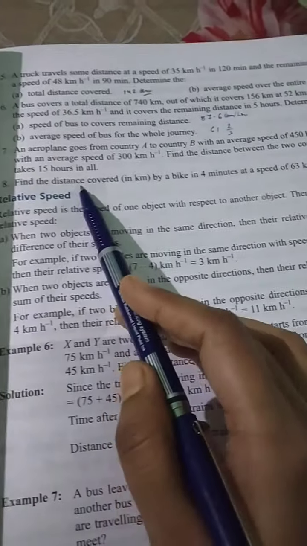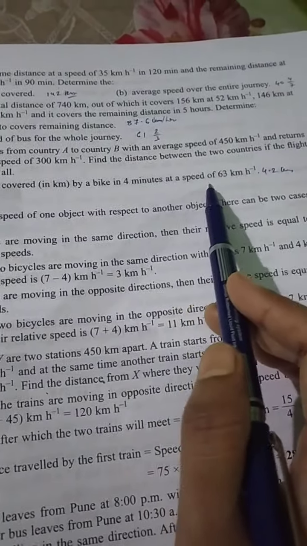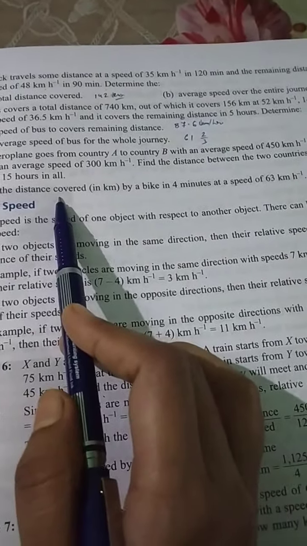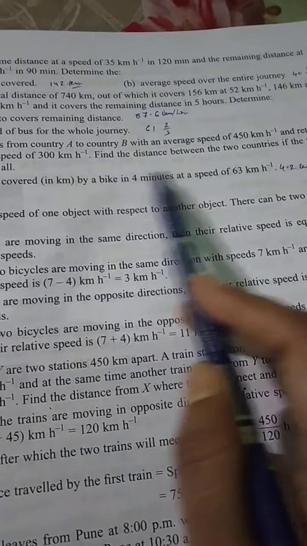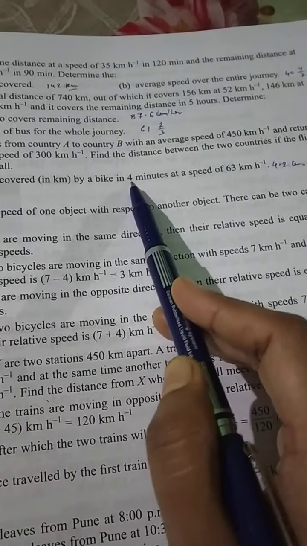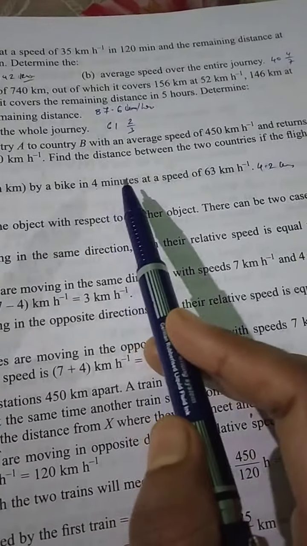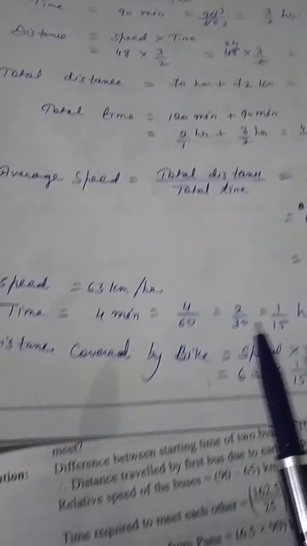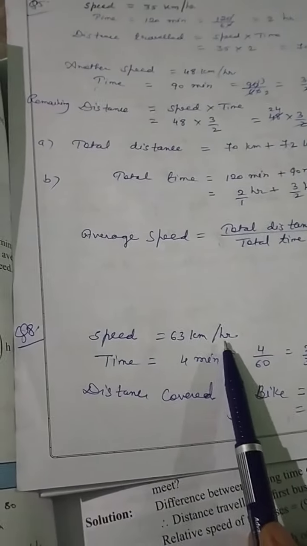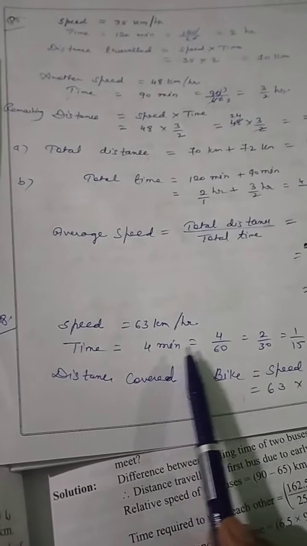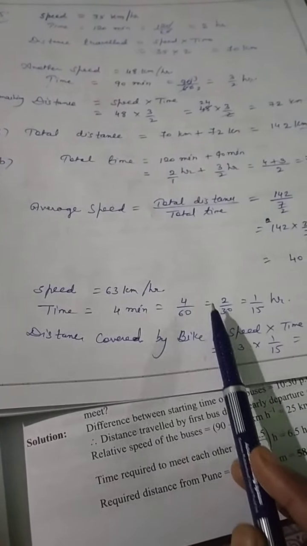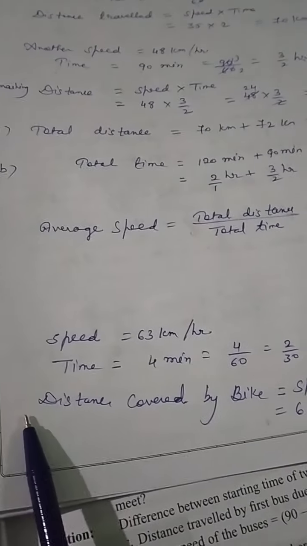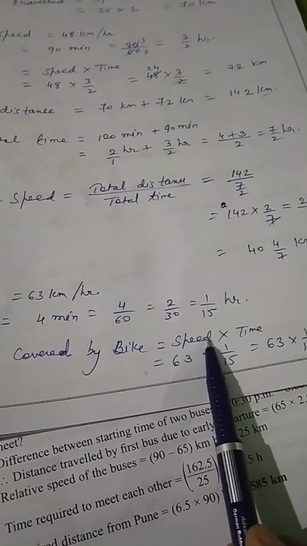Question number 8. Find the distance covered by a bike in 4 minutes at a speed of 63 km per hour. You have to find the distance. To find the distance we need speed and time, and both are given. This is the speed and this is the time. But you see that time is given in minutes, so you have to change this minute into hour because speed is given in kilometer per hour. Speed is 63 km per hour and time is 4 minutes. We will change this minute into hour: 4 by 60, 2 by 30, and again if you cancel it, we will get 1 by 15 hour.